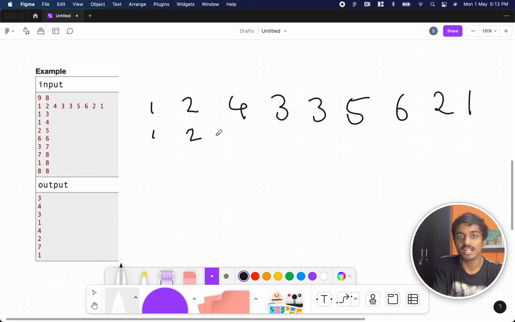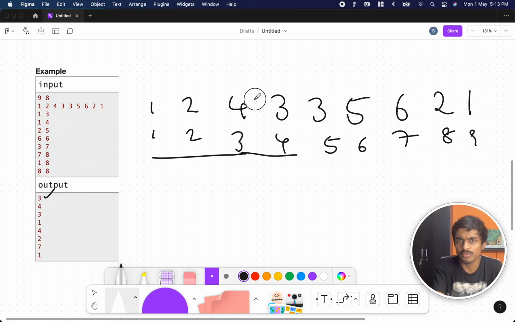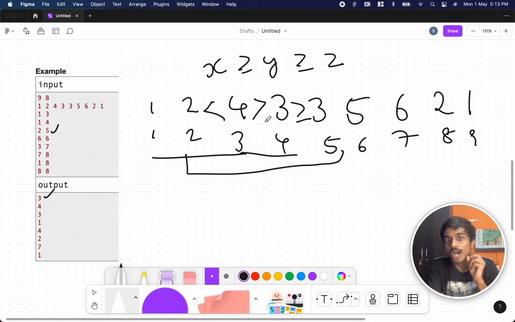For simplicity, I'll just use 1-based indexing here. Now from 1 to 3, it's almost increasing, right? That's how you got 3. For 1 to 4, this is also almost increasing because 4 is greater than 3. When x is greater than or equal to y and y is greater than or equal to z comes, then it is not possible. You should remove one number. Now 2 to 5, this is 2, 4, 3, 3. This is 3 greater than or equal to 3. This is not possible, so you are forced to remove at least one number.